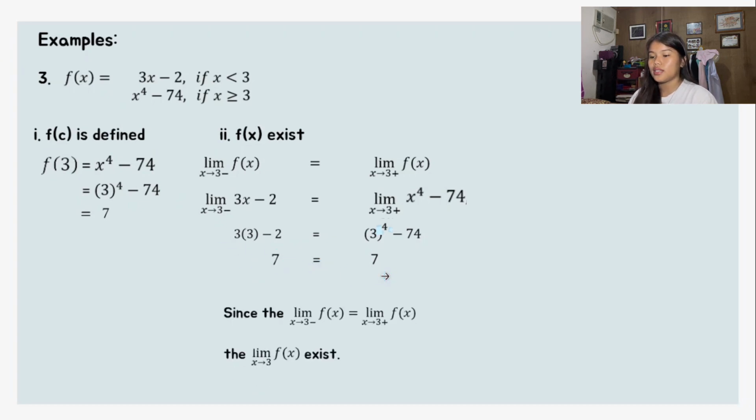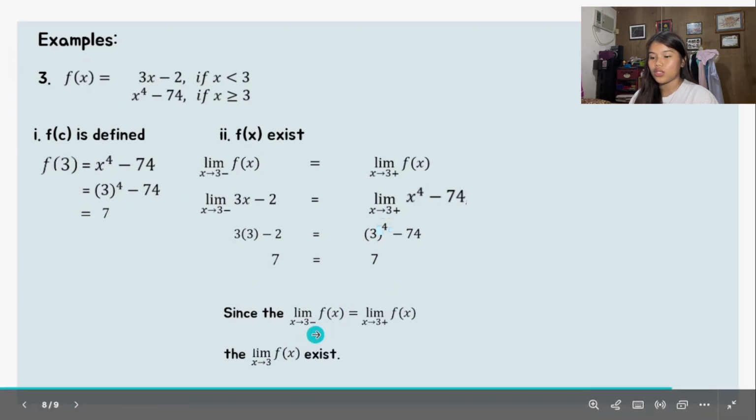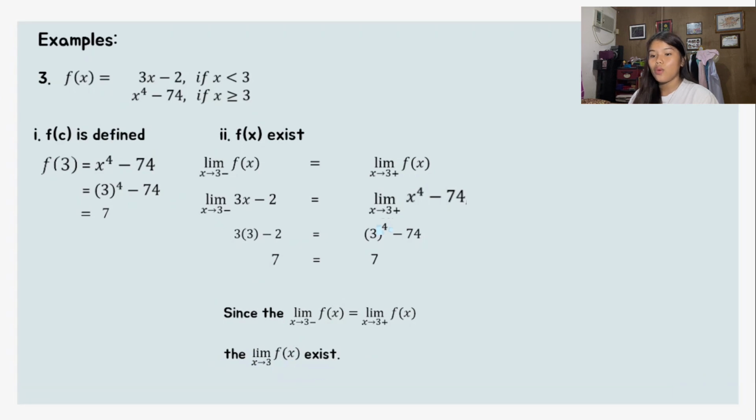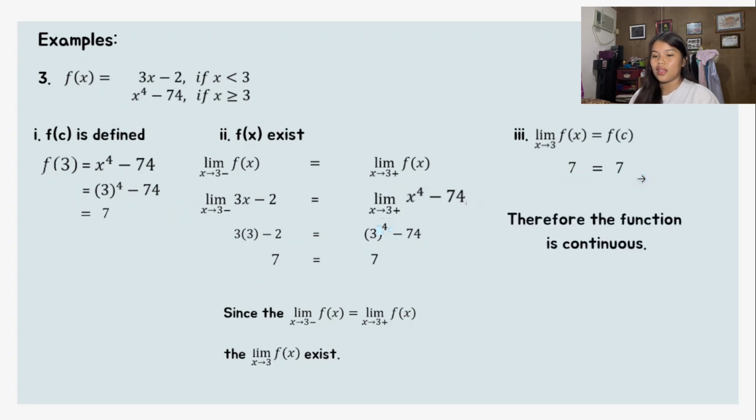So we can conclude that since the limit f of x as x approaches 3 negative is equal to the limit f of x as x approaches 3 positive, then the limit f of x as x approaches 3 exists. We can proceed with step 3, which is the limit f of x as x approaches 3 is equal to f of c. So just input the limit result, which is 7, and then the defined f of c, which is also 7. So as you can see, 7 is equal to 7. Therefore, we can conclude that the function is continuous.